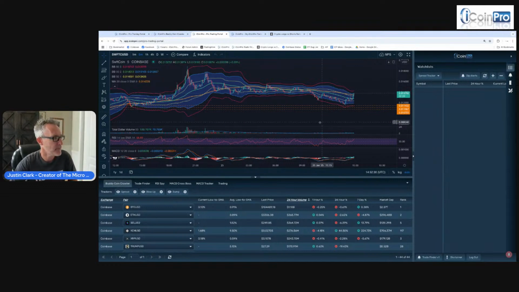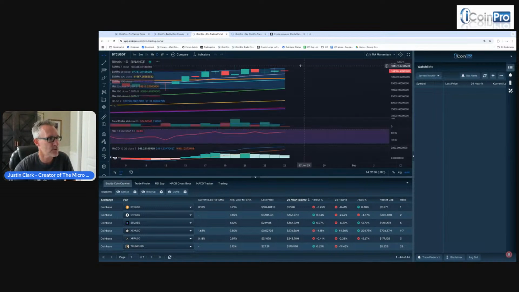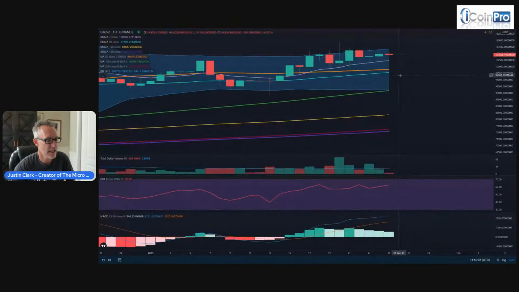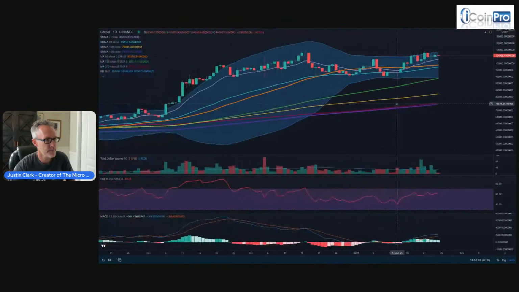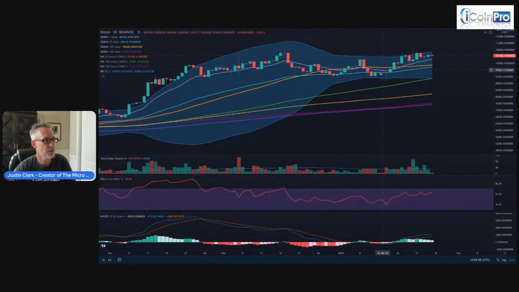So, all right, what we want to look at here is the MA Momentum, which stands for Moving Average Momentum chart. And I'm going to cover exactly how this all works. These red and green things here are called candles. They show the price action that happens over a period of time. In this case, we're looking at a 1-day chart.